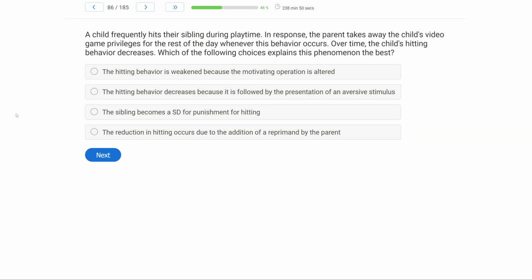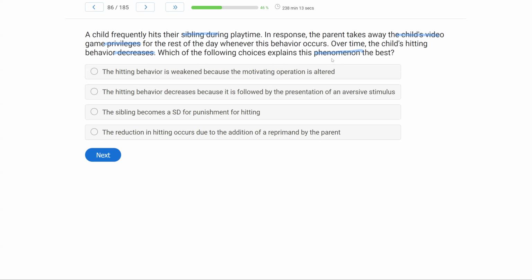All right, so pretty straightforward phenomenon, right? What do we know is happening? Well, it's pretty obvious since the child's hitting behavior has decreased that there's been punishment. And why do we think it's punishment? Well, when the child hits their sibling, the parent takes away video game privileges. So it looks like some sort of negative punishment procedure. Remember, when behavior decreases, it's either going to be extinction or punishment. So then we have to see if something is added or taken away or withheld. So it looks like a negative punishment procedure.